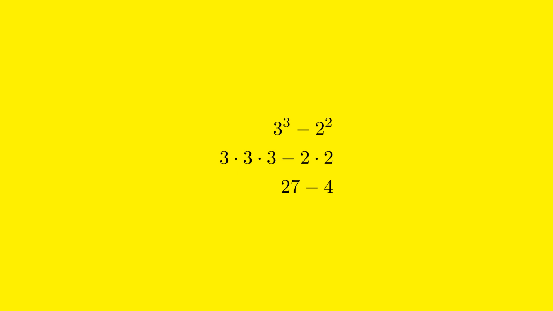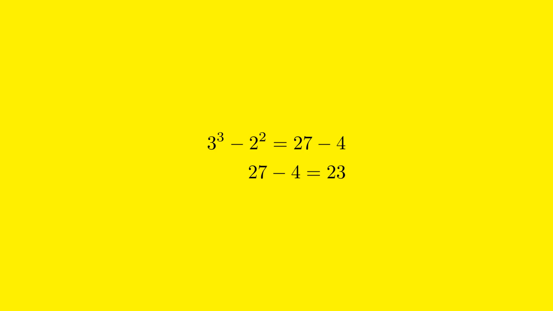Now we can substitute these values back into our original expression. So instead of 3 raised to the power of 3 minus 2 raised to the power of 2, we now have 27 minus 4. By breaking down the problem into these smaller steps, we have changed the original expression into a simpler form where we can clearly see the arithmetic that needs to be performed. The next step will be to actually perform the subtraction.